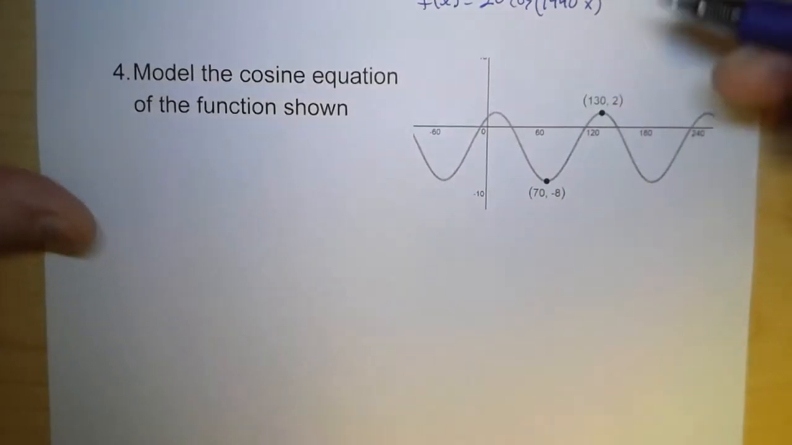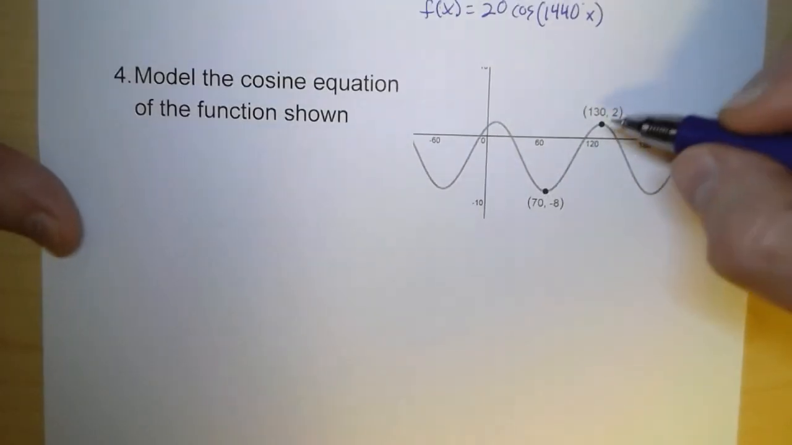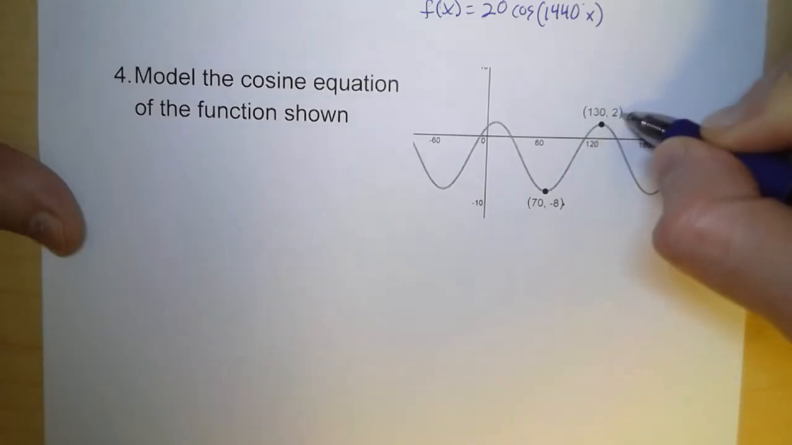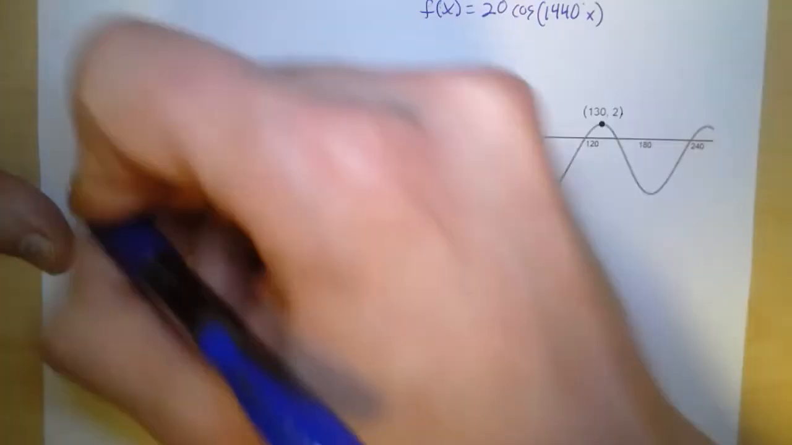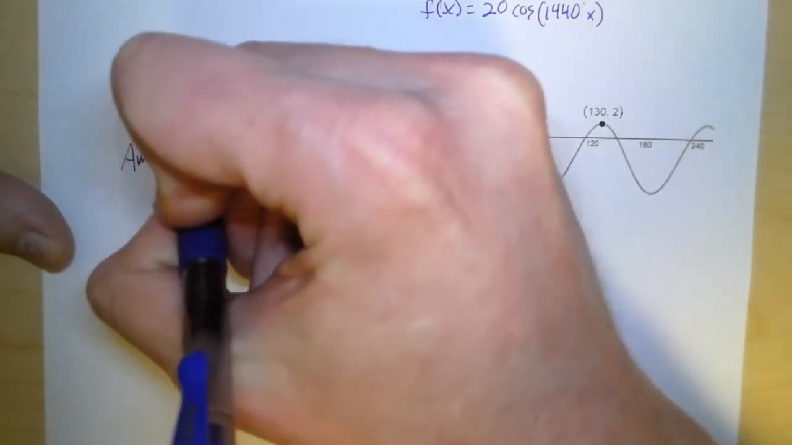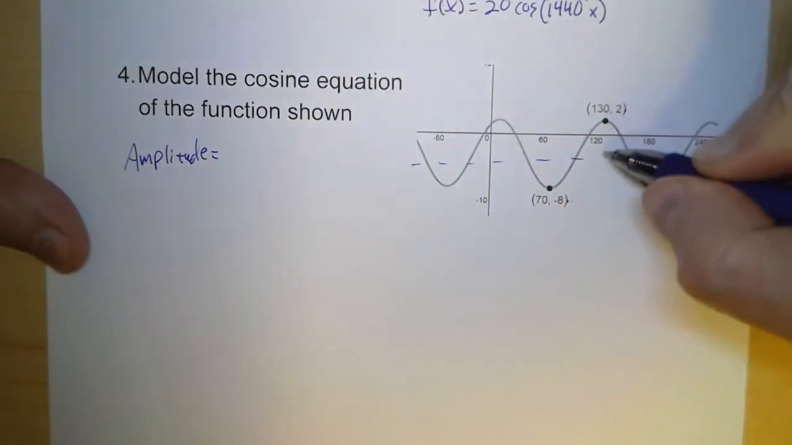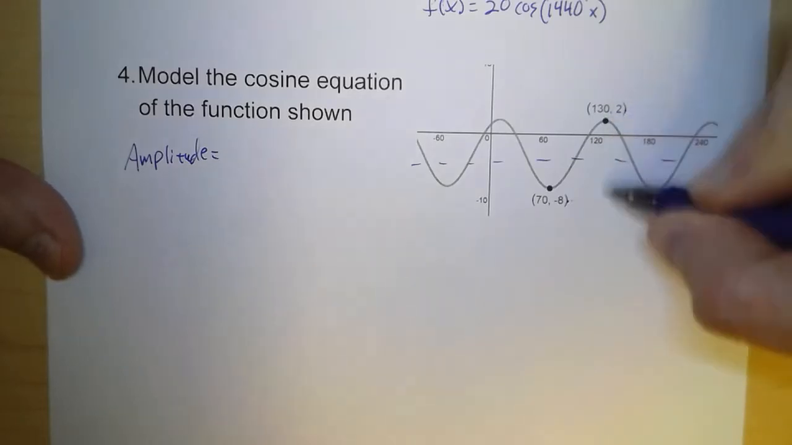All right, so for this last one, here we've got these 2 points labeled. From here to here, we go from -8 to 2. And so that's a separation of 10. So that means our amplitude is the distance from the middle to the top and the middle to the bottom. So we have to take that 10 and split it in half. So our amplitude is 5.